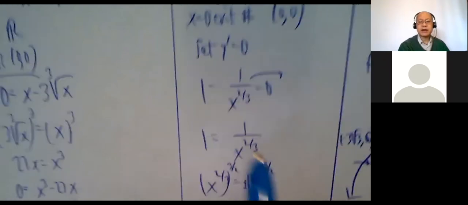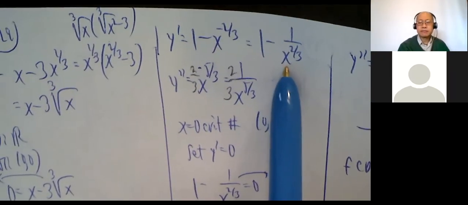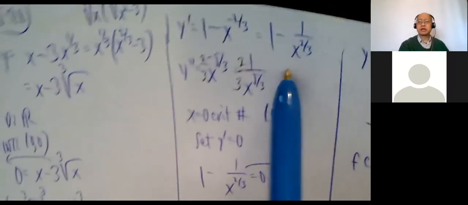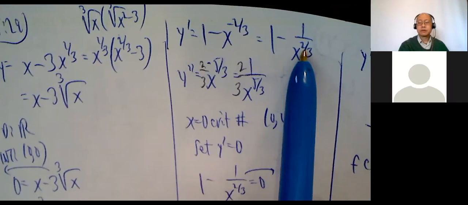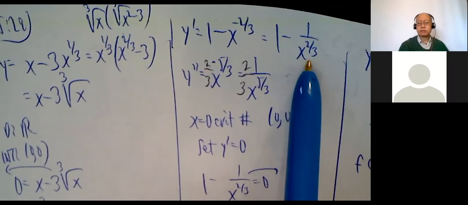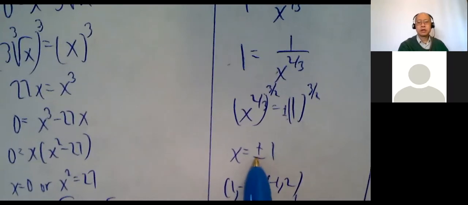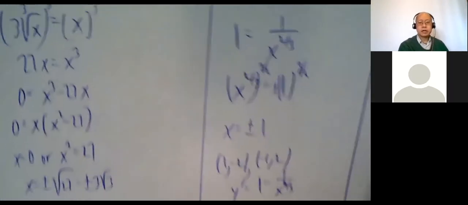Okay, look back over here. I plug in 1, right? 1 to the 2/3 is 1. 1 minus 1 is 0. Negative 1 also works because negative 1 squared is 1. Cube root of 1 is 1. And 1 over 1 is 1, and then 1 minus 1 is 0. So my critical numbers are 0 and plus or minus 1. I already got the origin.